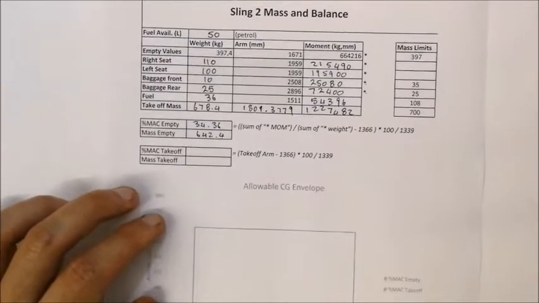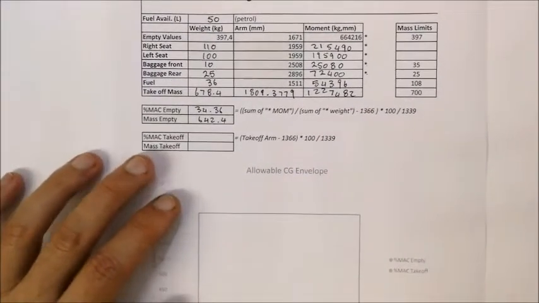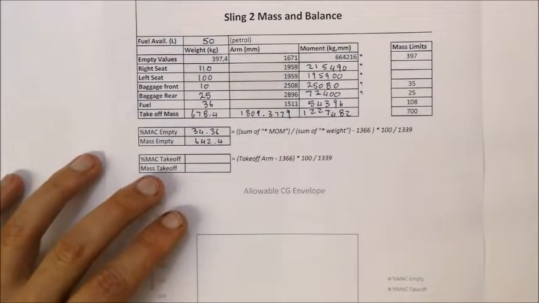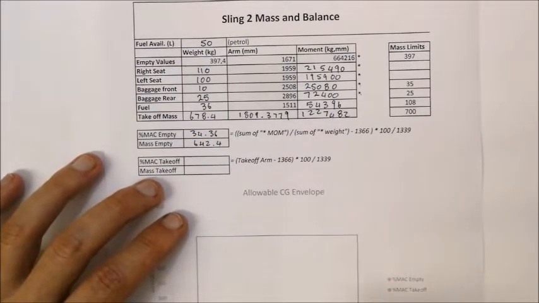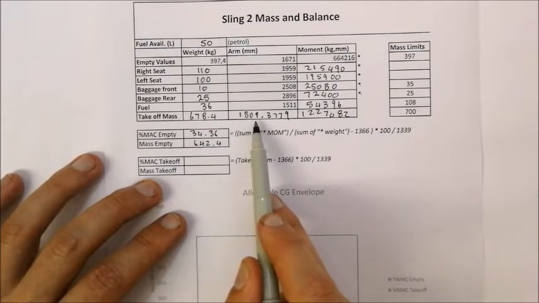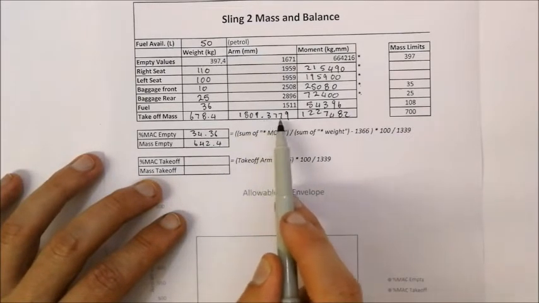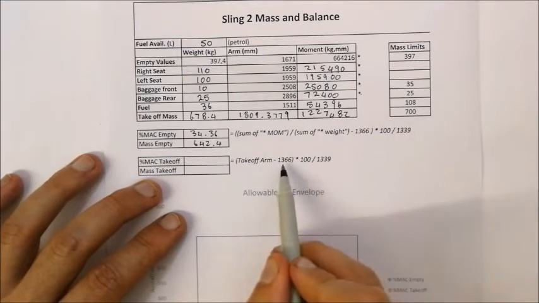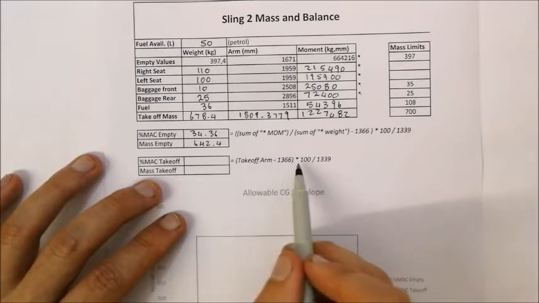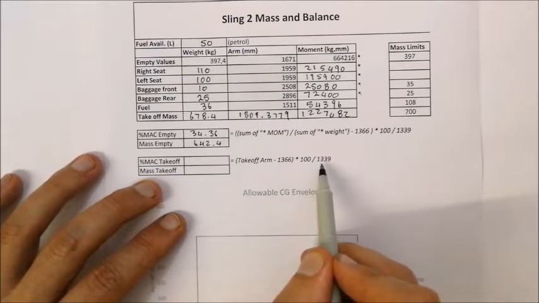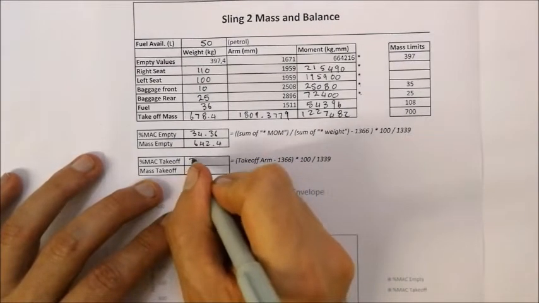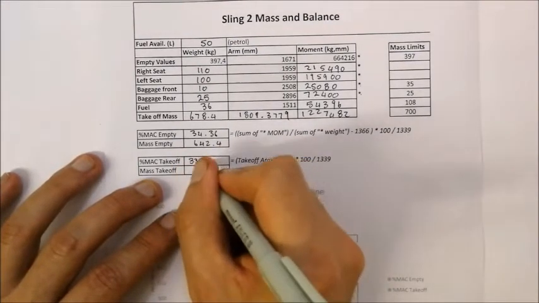Okay, now that we've done that, let's look at what the percentage Mach for takeoff is. Essentially we're going to take the takeoff arm, which we've calculated over here as 1809.3779. We're going to subtract 1366. We're going to get the answer for that, multiplied by 100 and divide by 1339. And we will get an answer of 33.11.